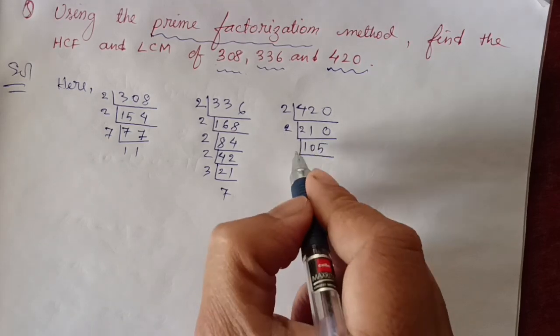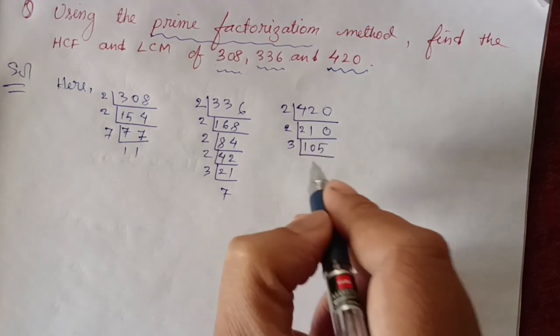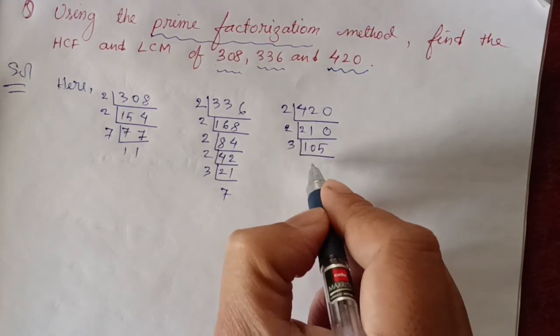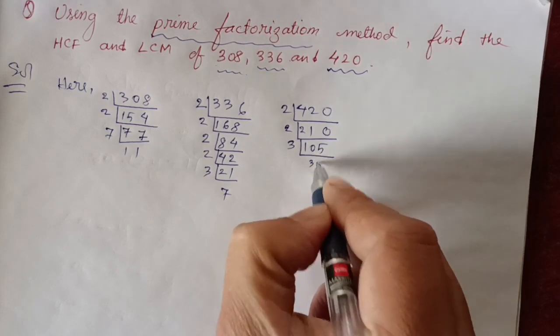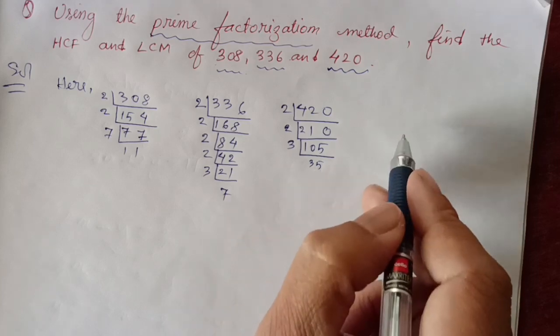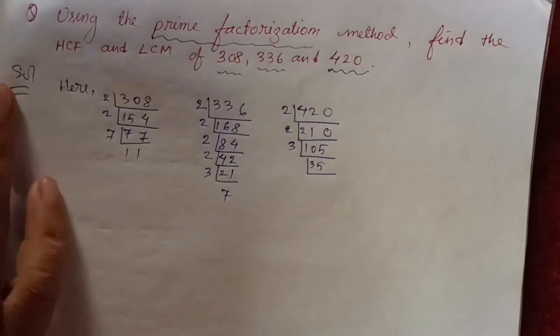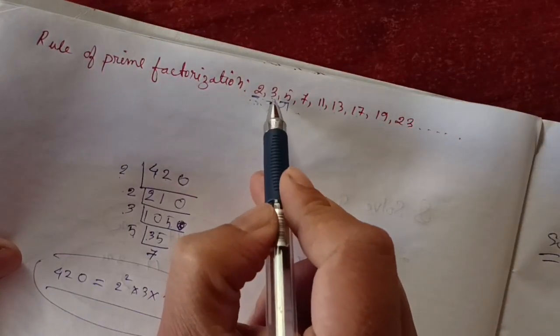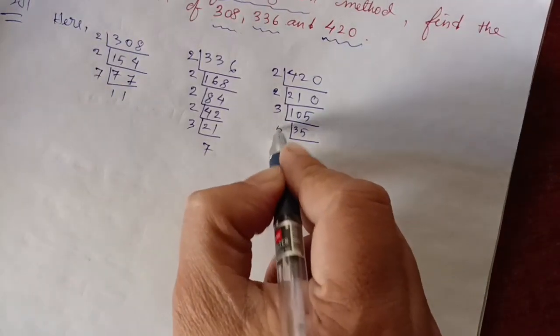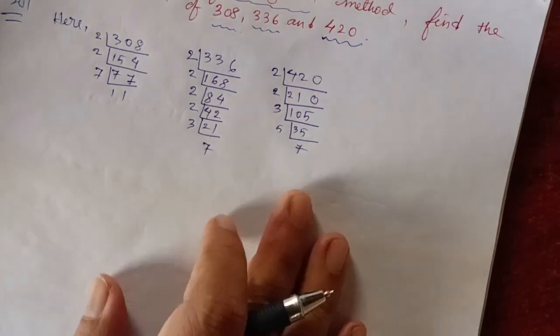If 2 is not working, then the next number should be 3. We can divide by 3. If 105 is divided by 3, we get 35. 5 plus 3 is 8, and 8 is not divisible by 3. According to the rule, if 3 is not working, the next number should be 5. So try with 5. 5 7s are 35. Our prime factorization is finished.